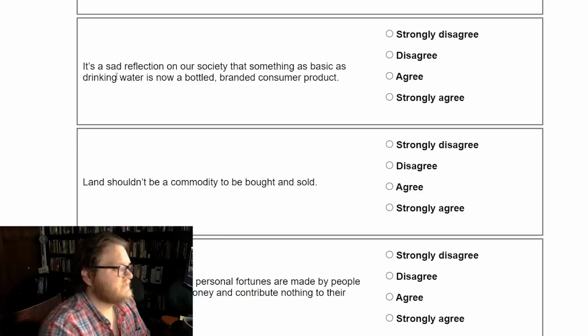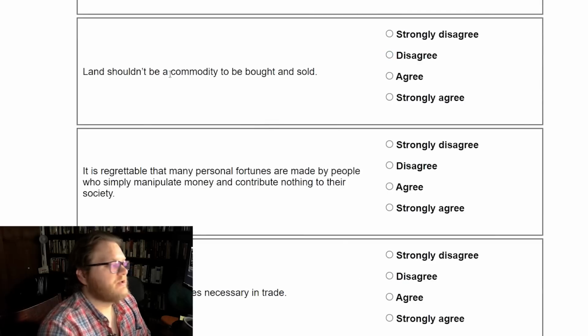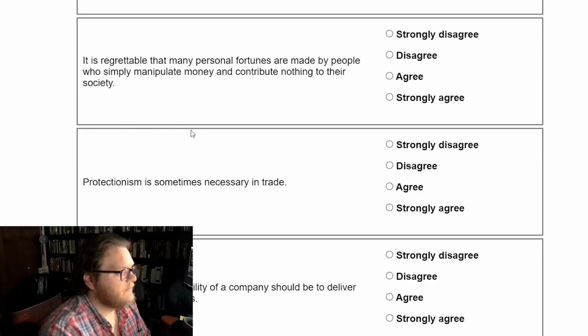Strongly agree. It's a sad reflection on our society that something as basic as drinking water is now a bottled, branded consumer product. Disagree. Land shouldn't be a commodity to be bought and sold. Strongly disagree. It is regrettable that many personal fortunes are made by people who simply manipulate money and contribute nothing to their society. Also strongly disagree.